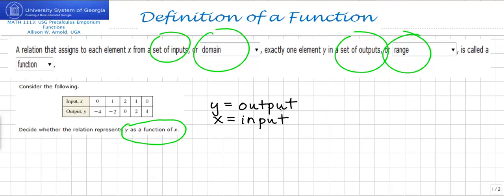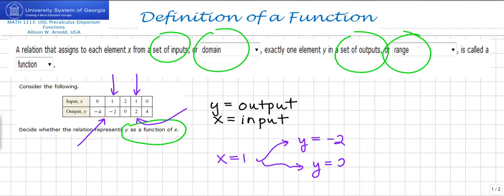If I have in my table the same input being sent to different outputs, then I am violating the definition of a function. And as you see in this figure, the input x equals 1 is sent to two different outputs. So in this particular case, x equals 1 is associated with y equals -2 and y equals 2. So y is not a function of x in this case.